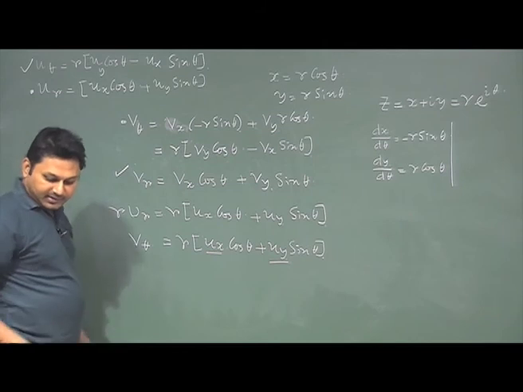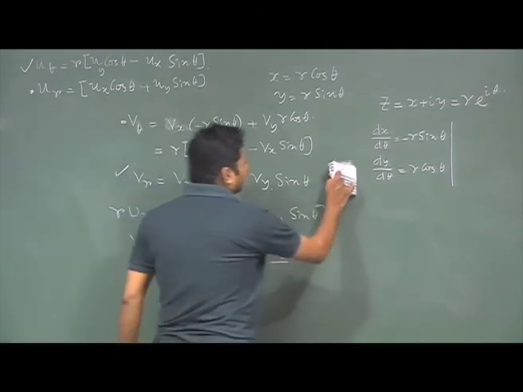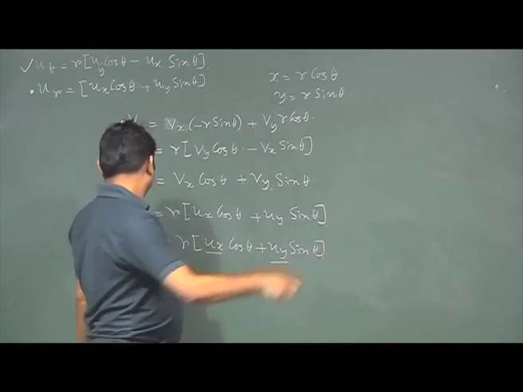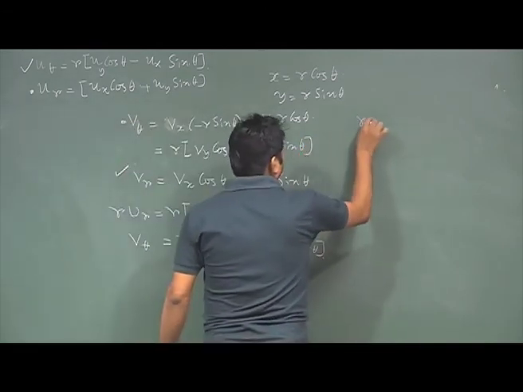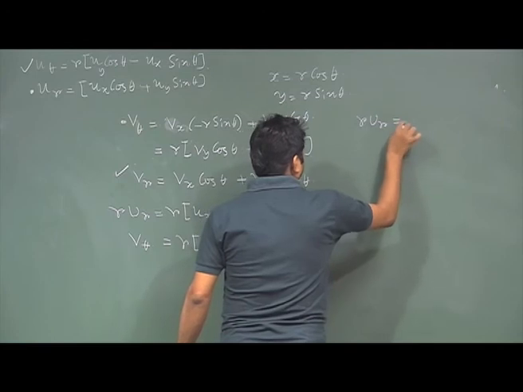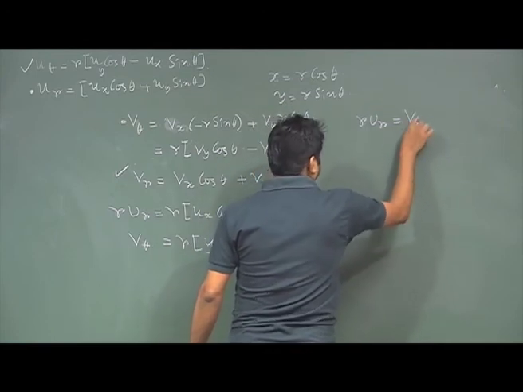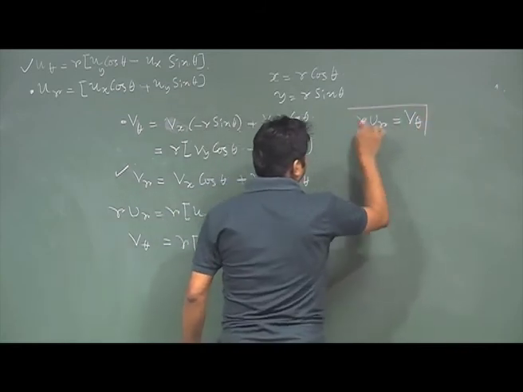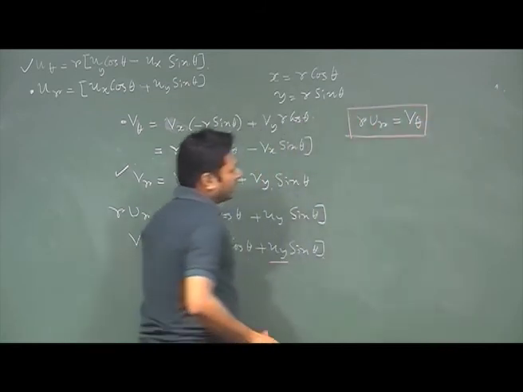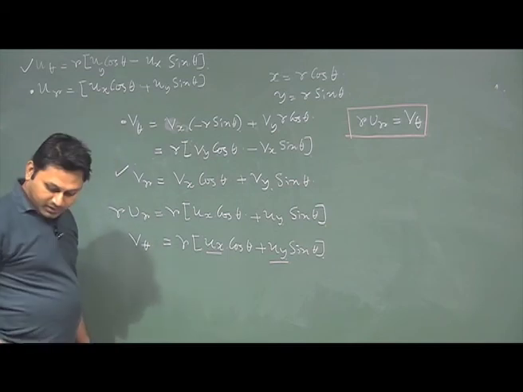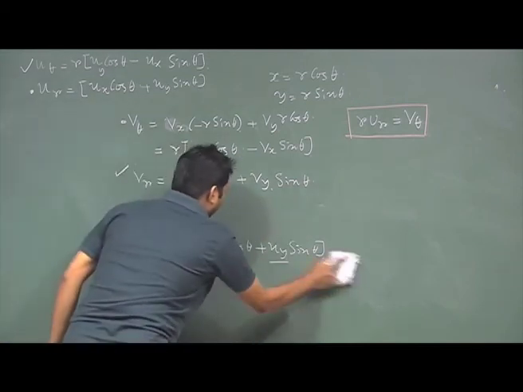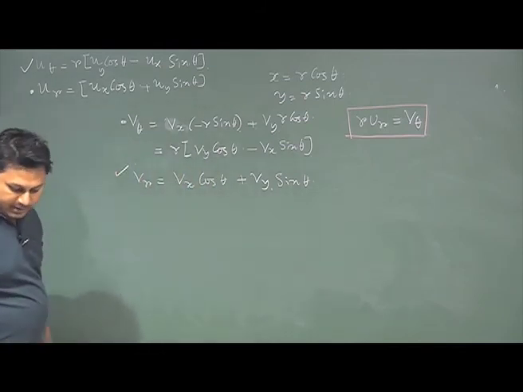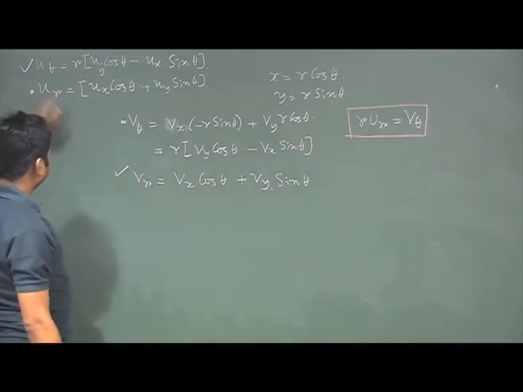So, when these two things are same, I can write the expression between. So, this is one expression we have, and the expression is r of u r is equal to V theta. This is the polar form of Cauchy-Riemann equation, one equation. And next I will compare the other one, and the other one is this and this.